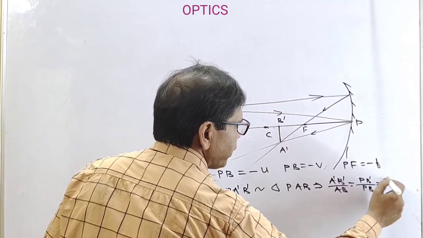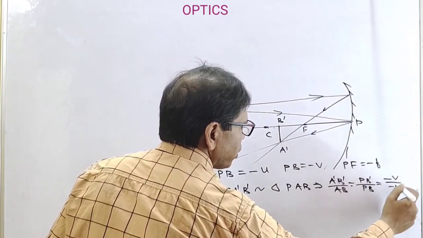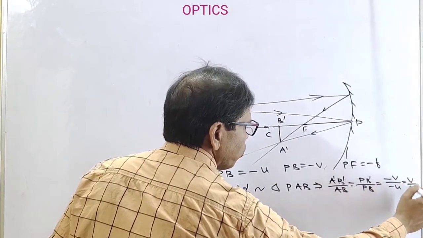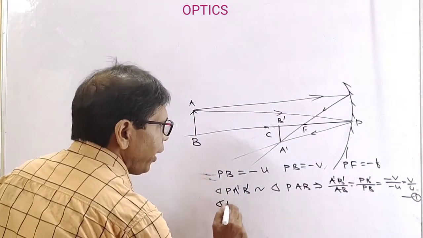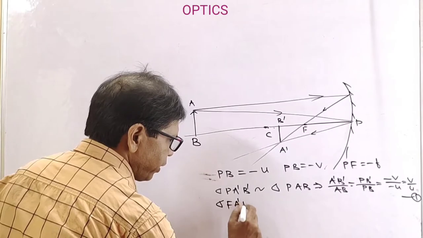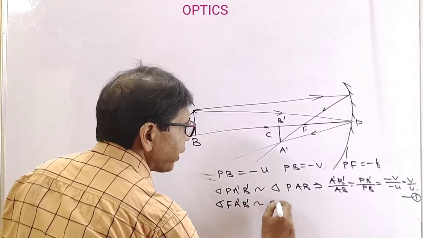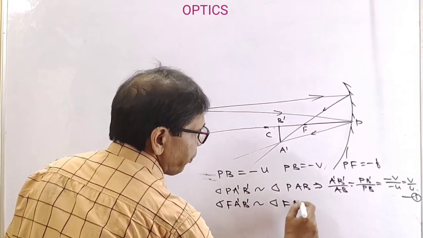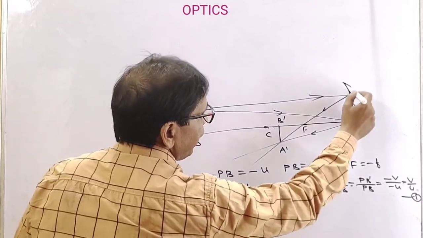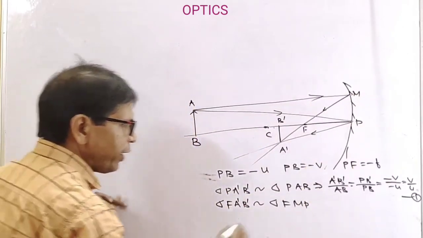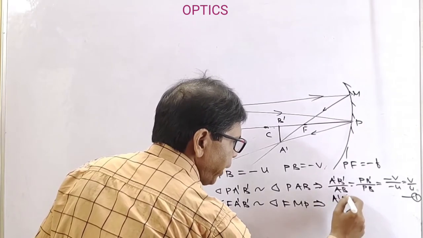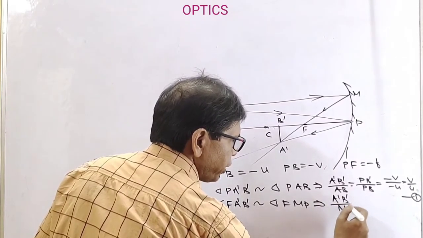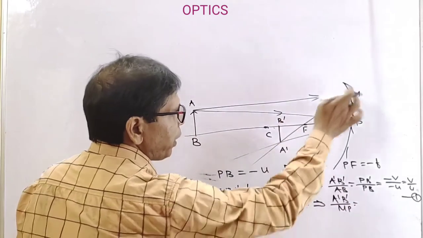So, this is minus V by minus U, so this is V by U. This is equation number 1. The triangle FA'B' is similar to triangle FMP, and this is MP. So from here, A'B' divided by MP equals B'F by PF.